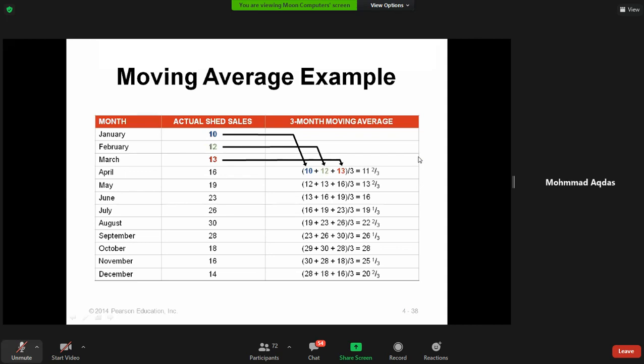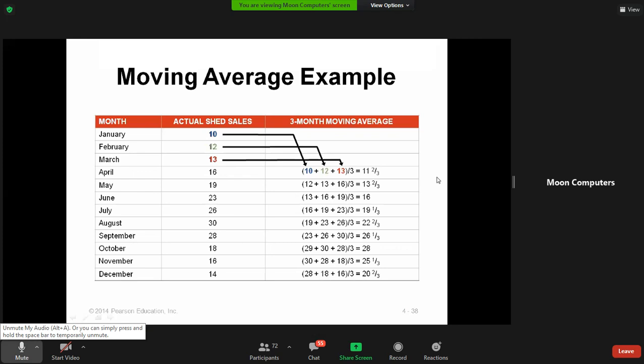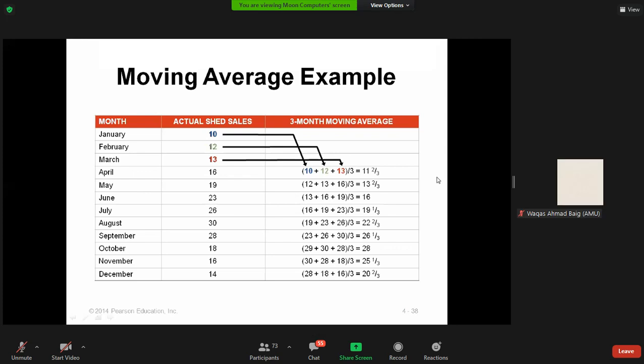We will calculate the average of the previous 6 months. So if I am estimating the requirement of July, for example, the forecasted value for the month of July will be the average of January to June. January plus February plus March plus April plus May plus June, divided by 6. This will become the 6-point moving average.